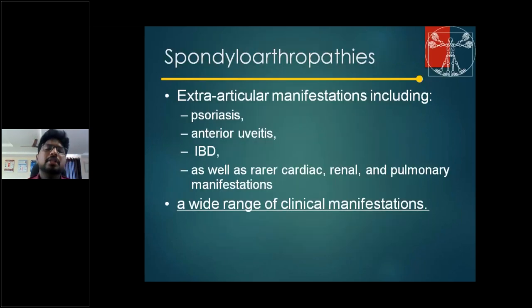So what are the extra articular manifestations? I told you there is psoriatic arthritis, there is the enteropathic arthritis. So the patient can have skin changes like psoriasis. The most commonly seen extra articular manifestation is anterior uveitis. This is very important. Most of the patients will have anterior uveitis. Whenever you are suspecting spondyloarthropathies, you should ask the patient for ophthalmological referral, and you may find anterior uveitis, which supports your diagnosis. Patient can have inflammatory bowel disease symptoms and can have cardiac, renal or pulmonary manifestations.